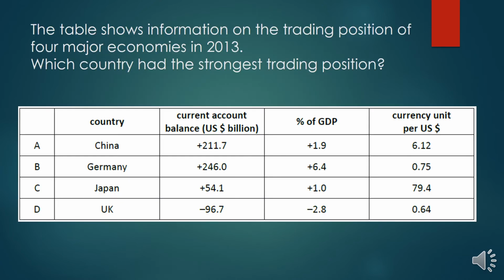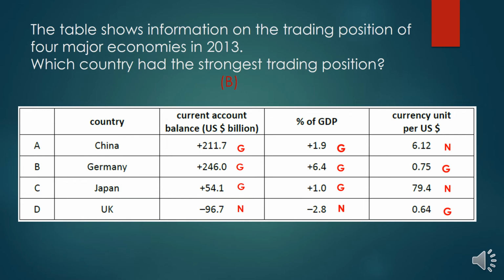The table shows information on the trading positions of four major economies in 2013. Okay, that is four countries' trading positions, they said. Which country had the strongest trading position? They gave three aspects: current account balance, percentage of GDP, and currency per unit. That means the exchange rate they gave. So you can check it: $1 is equal to how much? Like that. Okay, so let's check.